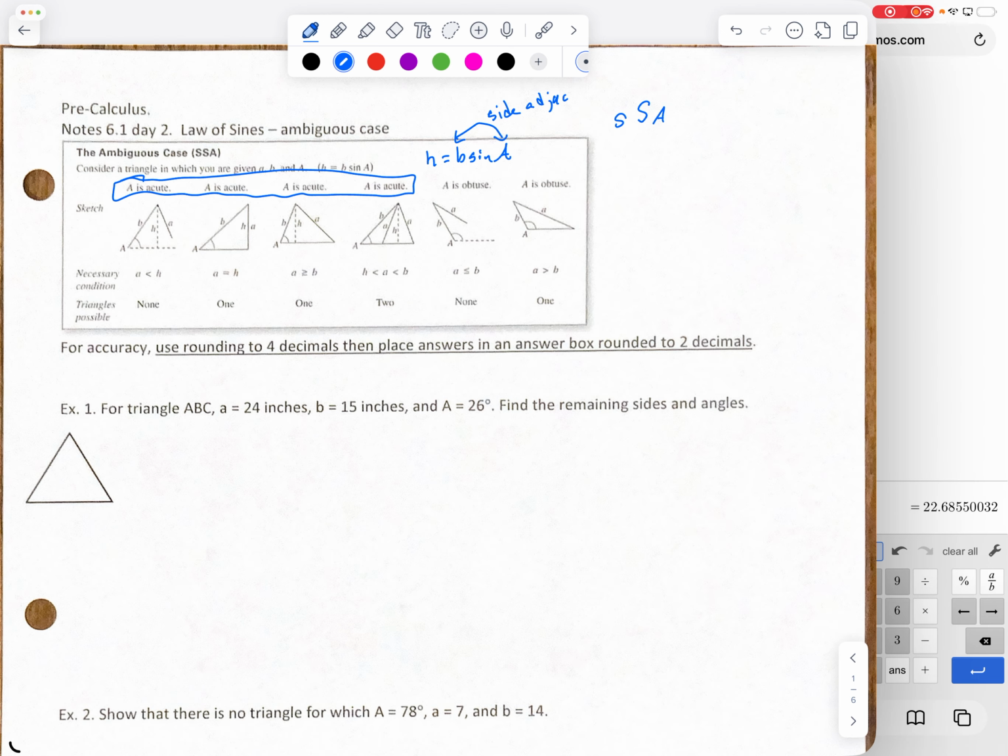All right, for accuracy, round to 4, I usually use 5. And then only in the answer box, round to 2 decimals. So everything before you get to the answer box, unless it's your final thing you calculate, should be to, I would say, 5 decimals. All right, so triangle ABC: little a is 24, little b is 15, and angle A is 26 degrees.